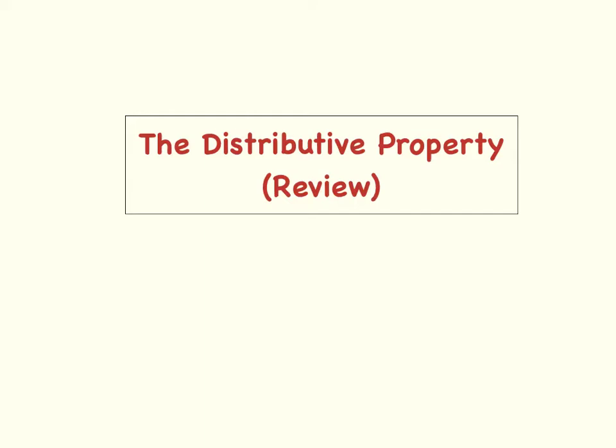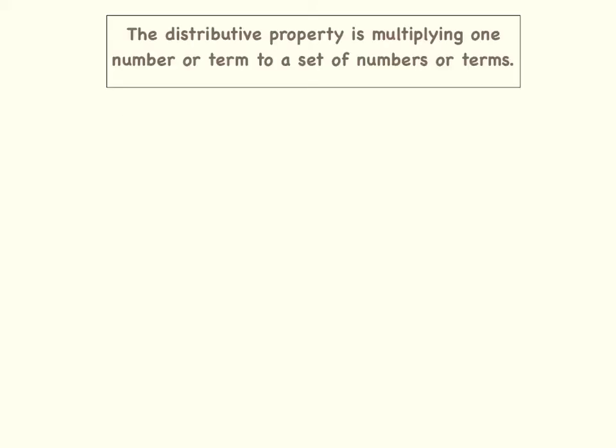Now let's get started. Basically, all the distributive property is multiplying one number or term to a set of numbers or terms. Let's look at 3 times 4 plus 5.